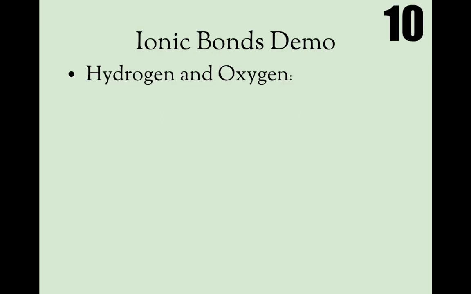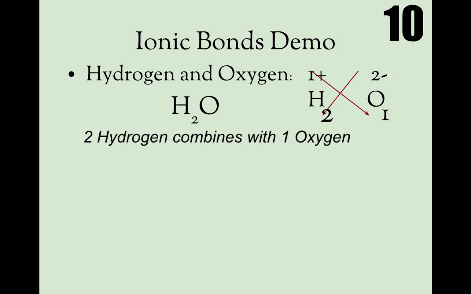So, what happens if they're not perfect? Well, this is the crisscross method. If you had hydrogen and oxygen, hydrogen has an oxidation of 1 positive, oxygen is 2 negative. They will literally crisscross. The 2 comes down from oxygen to hydrogen. The 1 comes down from hydrogen to oxygen, and you're left with H2O. That means 2 hydrogen would combine with 1 oxygen.